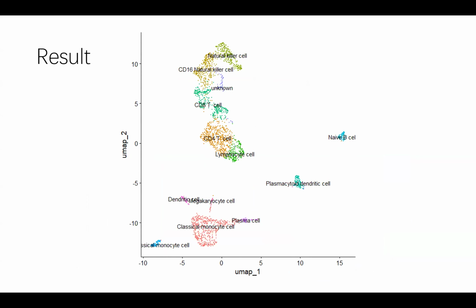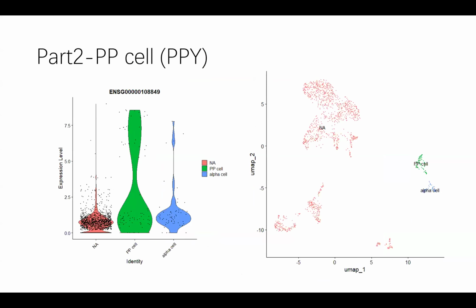And these are the results for part 1. And for part 2, I marked the PP cell with the gene marker PPY here. And you can see here, I'm doing a similar process, running the PCA and then the UMAP. And most of the cells are just irrelevant cells.